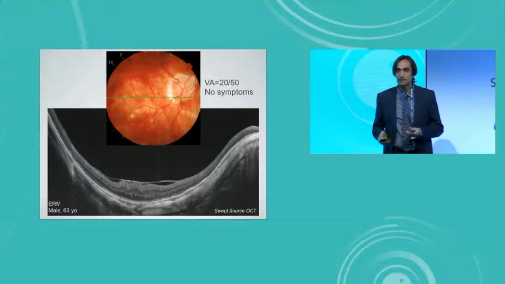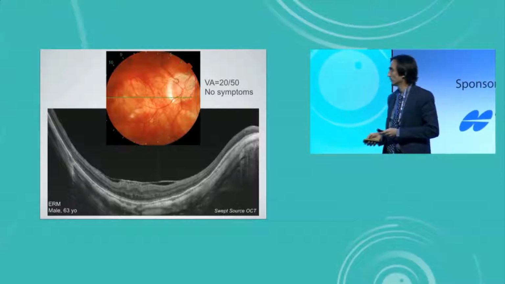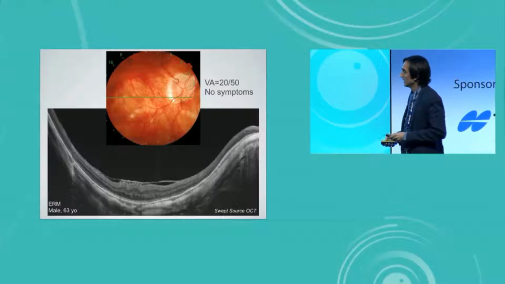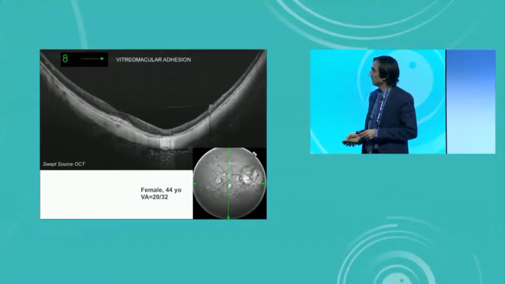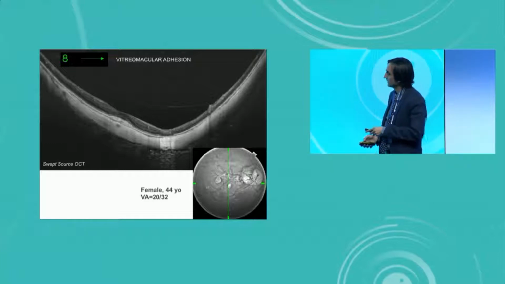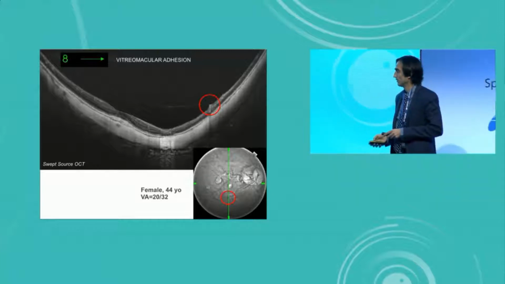That's why it's very important to examine these patients with a good swept-source OCT. If not, we can miss these disorders. Vitreomacular adhesion can be very nicely seen with swept-source OCT. It's very typical to observe these paravascular adhesions that they don't need to be treated, you know.